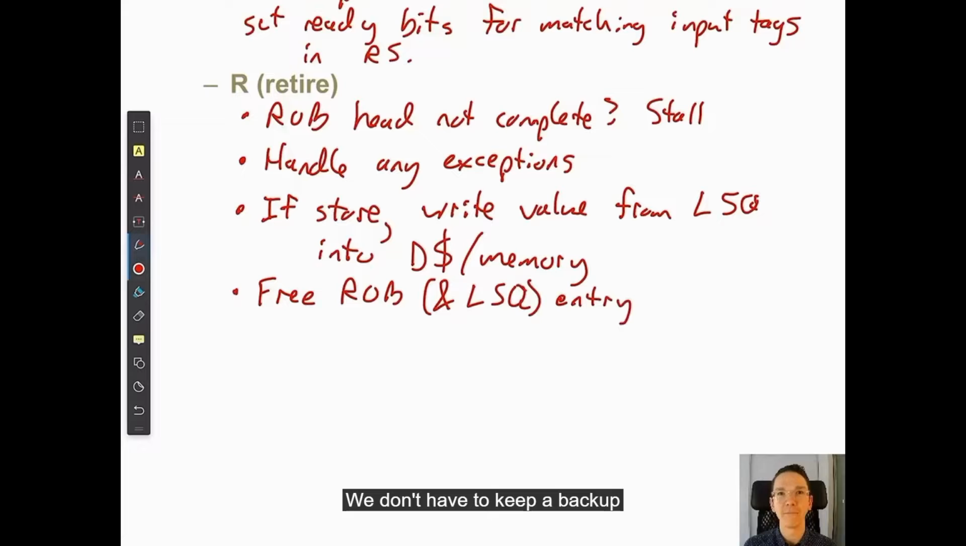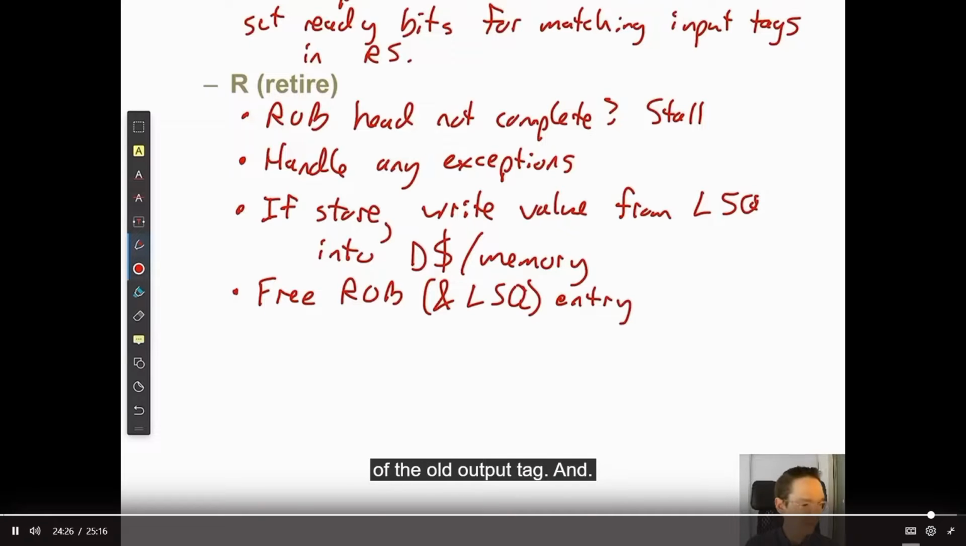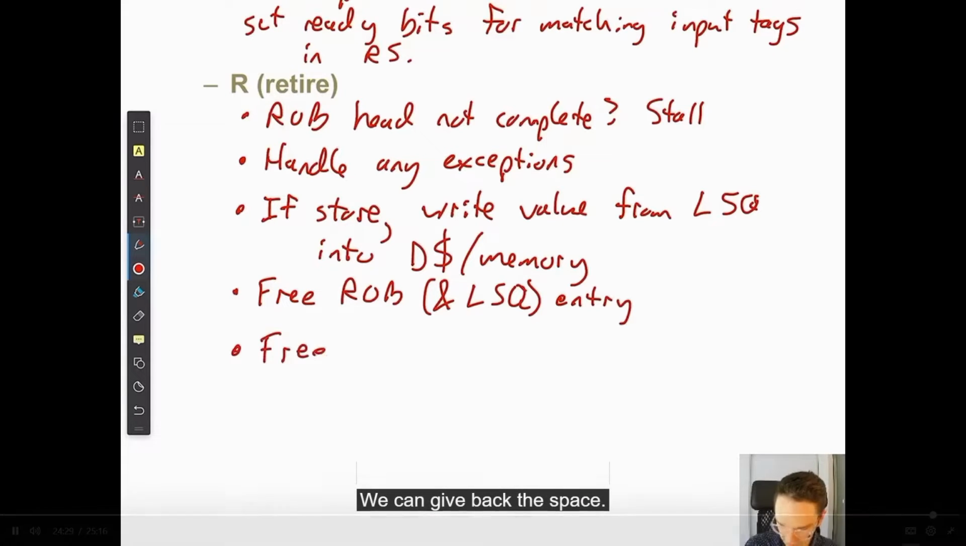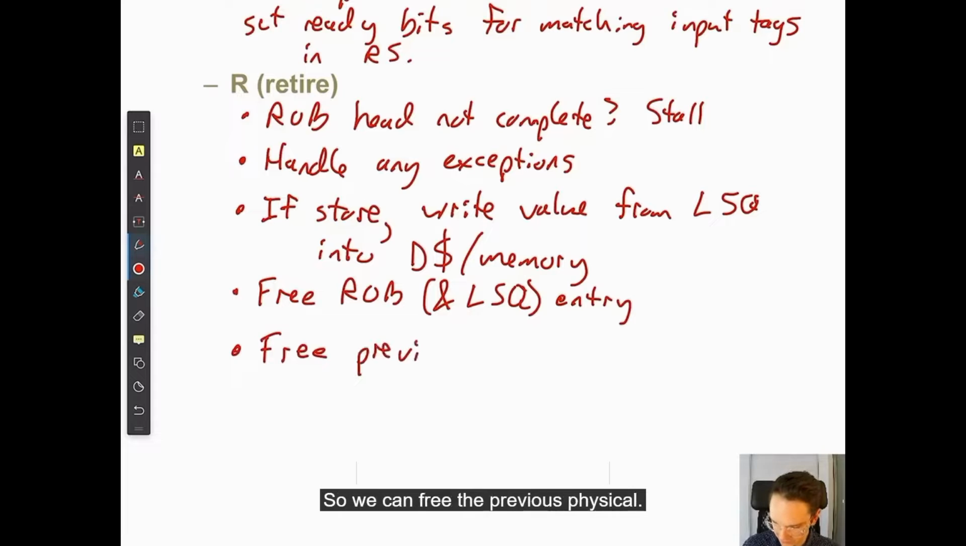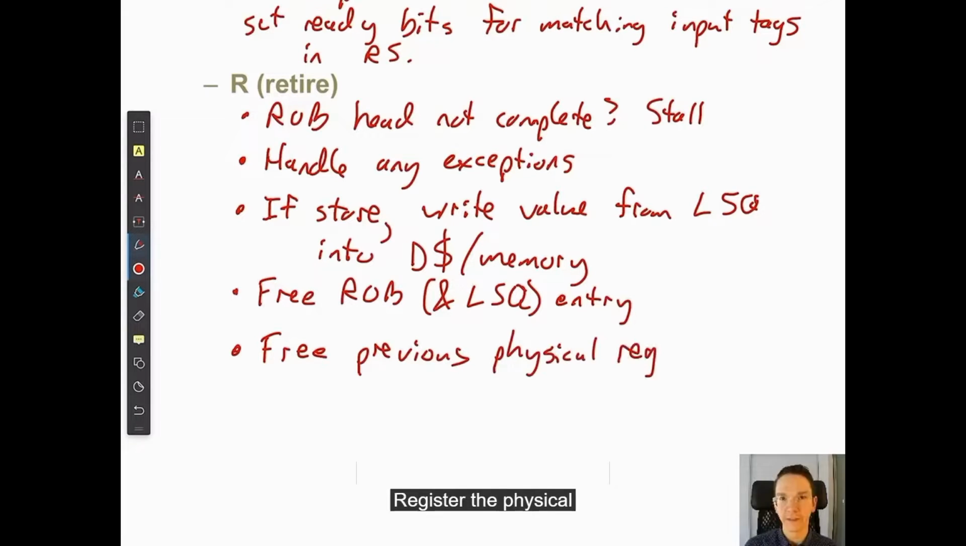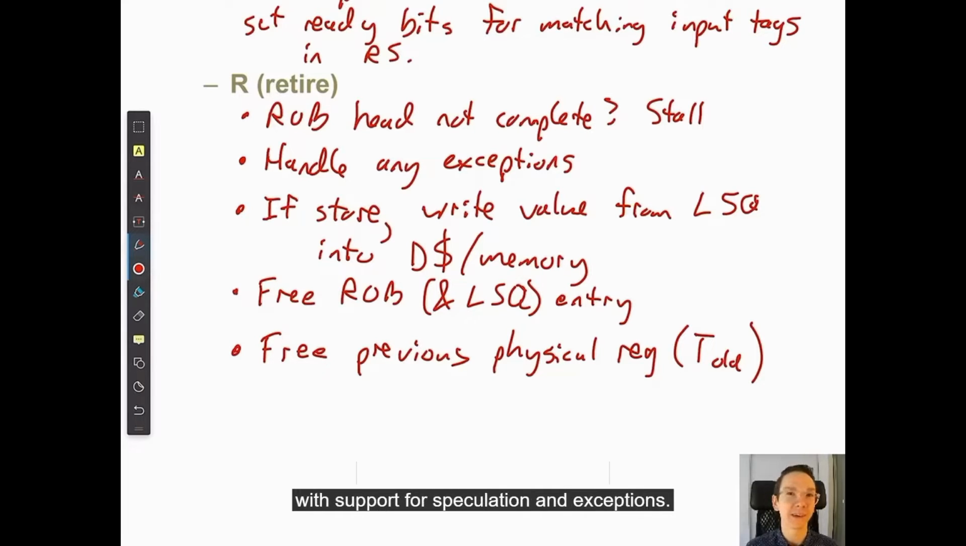We don't have to keep a backup of the old output tag, and we can give back the space so we can free the previous physical register, the physical register pointed to by the Told field. And that's it. We have covered the design of the MIPS R10K approach to dynamic scheduling with support for speculation and exceptions. We've achieved precise state.